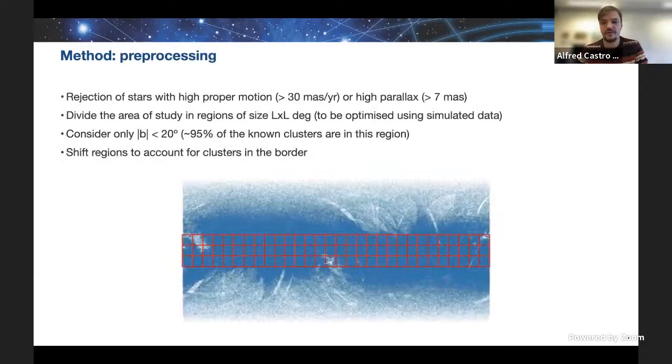Okay. So the first step is the pre-processing. First, we reject stars with high proper motions that would not be compatible with disk rotation, which clusters are expected to follow, or high parallaxes, to account for projection effects. We will not see a cluster that is very close by as an overdensity because of projection. We divide the whole disk, our region of interest, into smaller regions, and I already explained the reason. This is because we want to find overdensities, and in order to find meaningful overdensities, we need to define a meaningful average density of the region. That's why we divide into smaller regions. We consider only the galactic disk, because we expect to find clusters there. And as I said, we shift the regions to account for clusters in the borders.